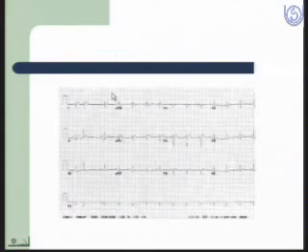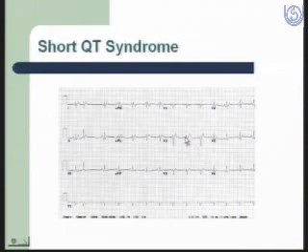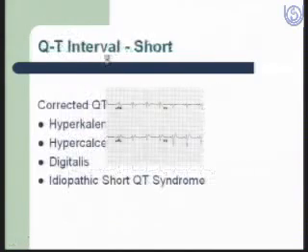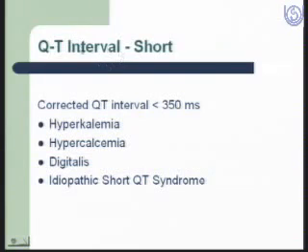Here is another patient in which you see that the QT interval is very short. It is another entity, short QT syndrome, which has been recently a focus of attention, again as a cause of sudden cardiac death, but it is very, very rare. The short QT interval can also be caused by hyperkalemia, hypercalcemia, due to digitalis, or sometimes idiopathic.